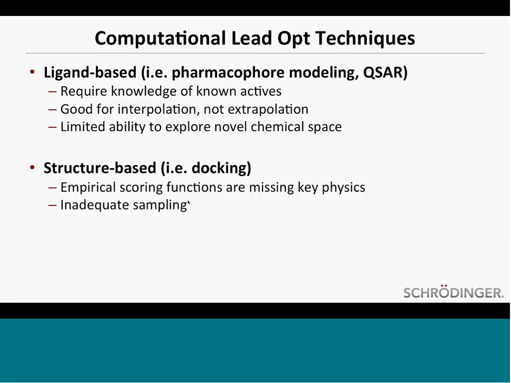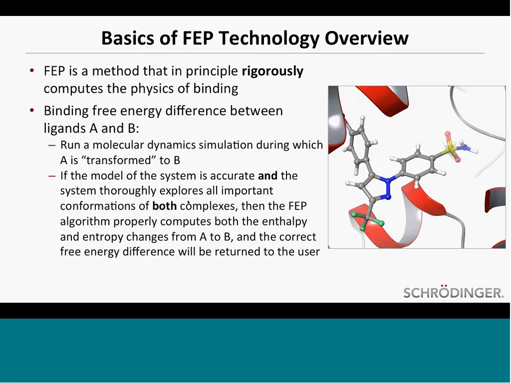and they can work in a subset of cases, but because they are empirical scoring functions, they do miss some of the key physics that underlies a protein-ligand binding event, and they also suffer from the fact that they are often based on a rigid representation of the receptor structure and do not do a lot of sampling. FEP, on the other hand, is a method that in principle rigorously computes the physics of binding and takes into account a full exploration of the protein flexibility as well.